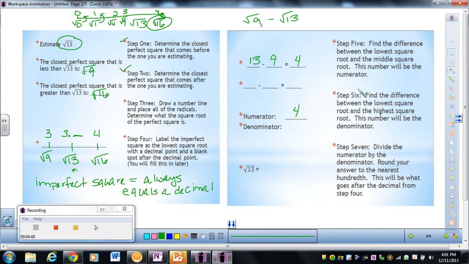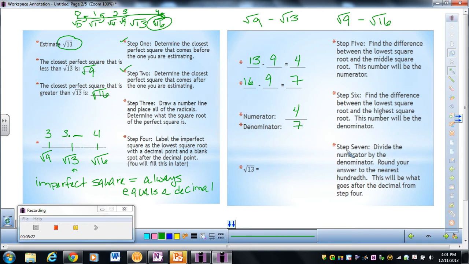That's 4. Step 6 says find the difference between the lowest square root and the highest square root. Again, our lowest square root over here on our number line was the square root of 9, and our highest was the square root of 16. So I need to find the difference between those two. So 16 minus 9 equals 7. This number will be the denominator. So this number right here is going to be our denominator.